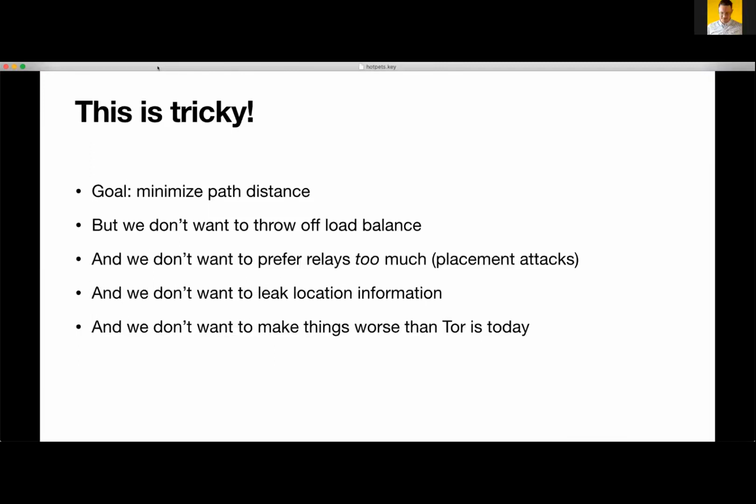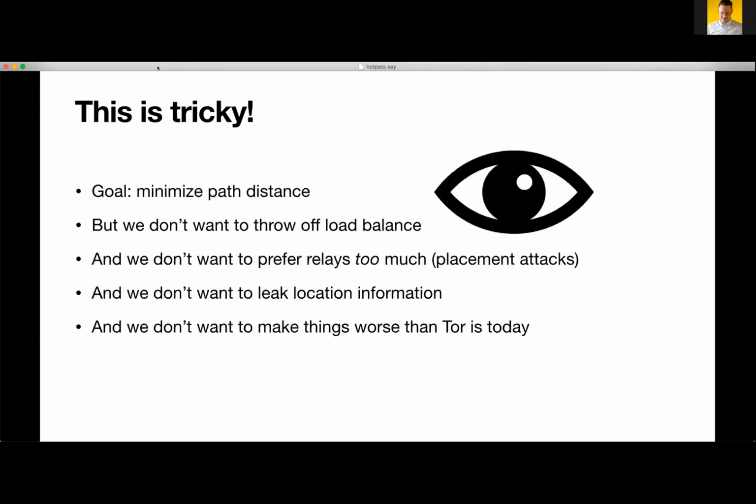And another goal you might want to have is that we don't want to make things worse for some people than Tor is today. So for example, we don't want to make paths shorter in France but longer in the US, because that could damage those users, and those users who are in the damaged region might really need the protections that Tor provides. So there's a lot to balance here.